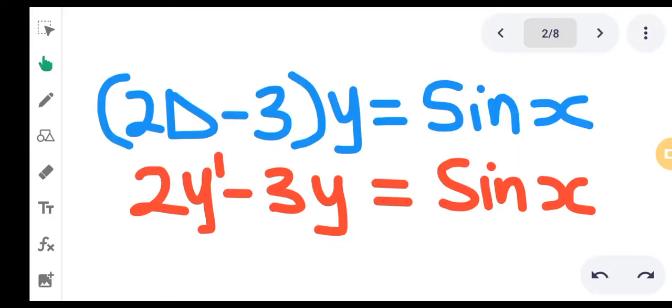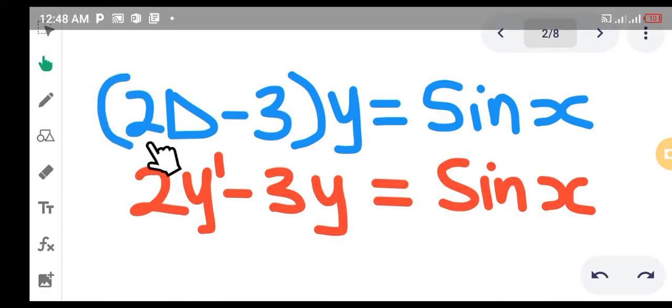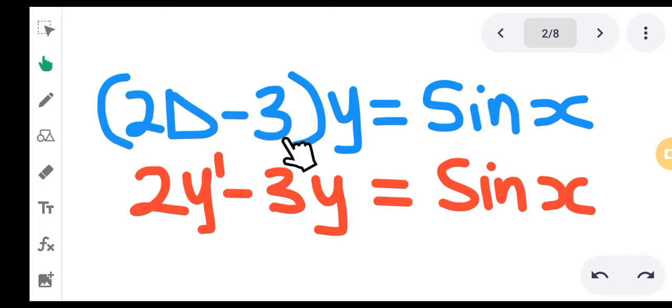Okay, so today we are looking at how we can use the D operator method to solve questions in this form, that is, the situation where the right hand side is equal to sine x. So this is the general question: (2D - 3) multiplying y is equal to sine x.